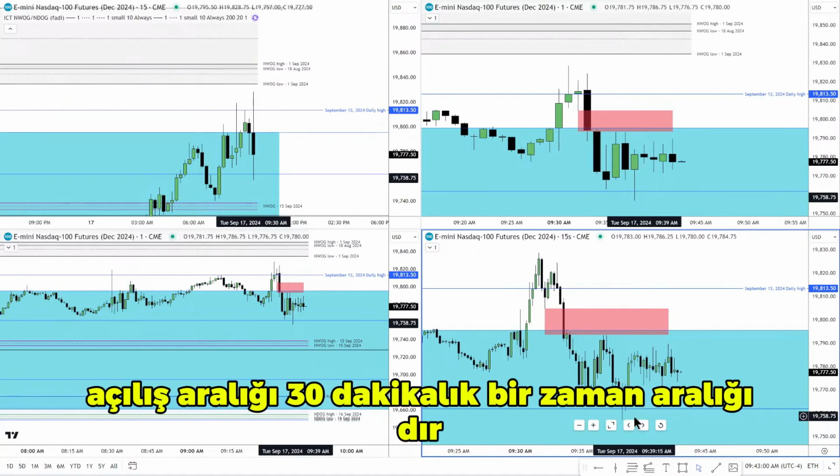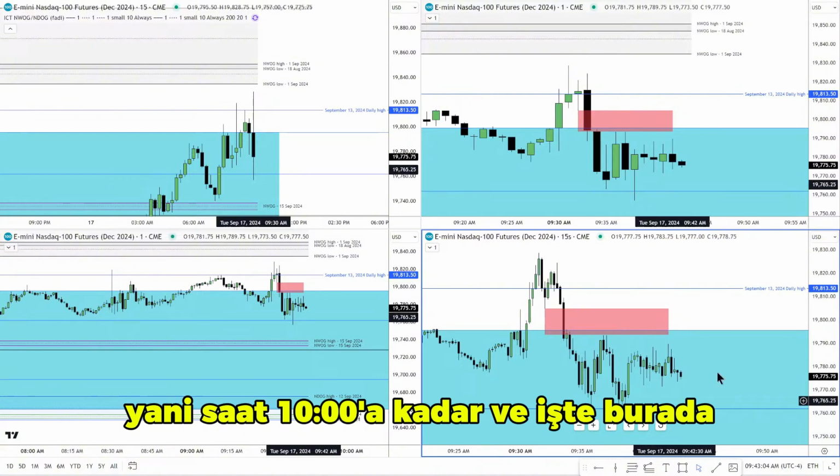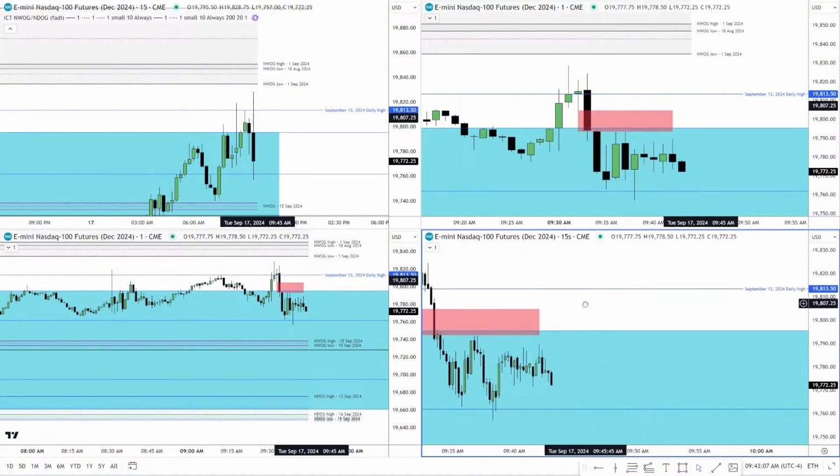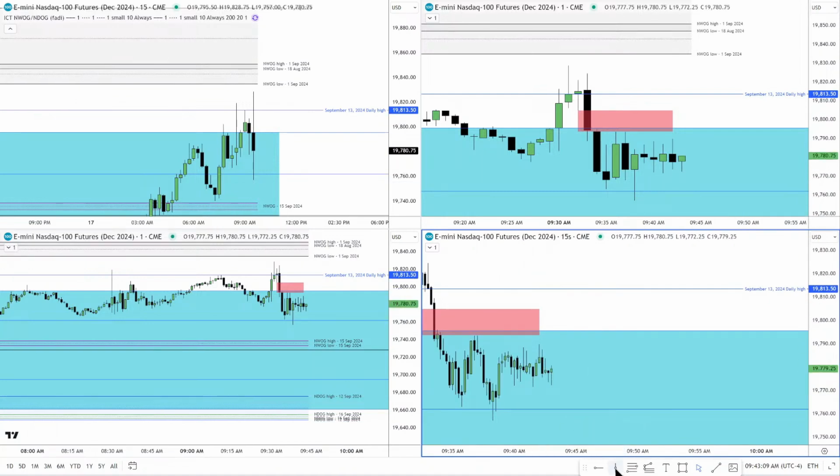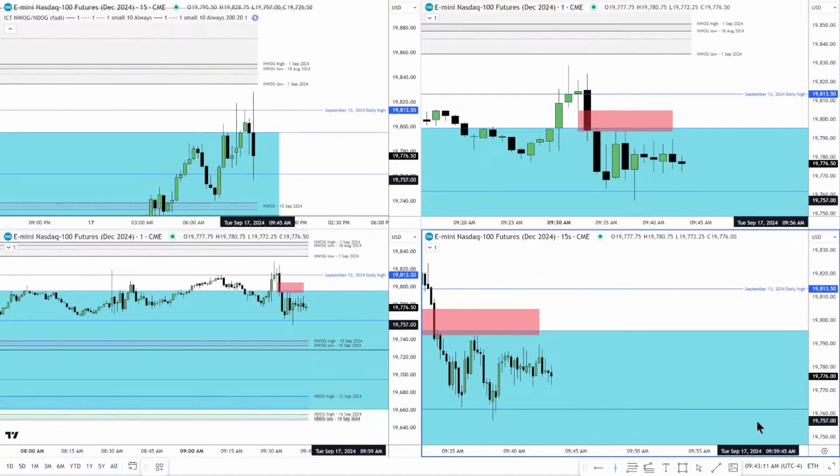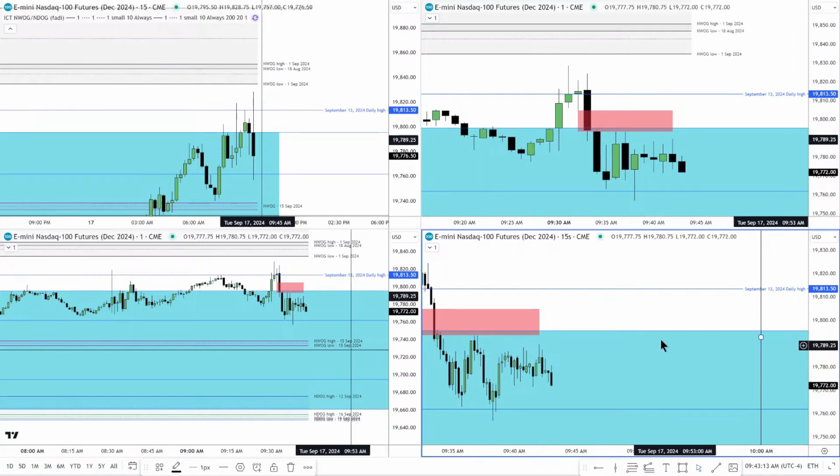Opening range is a 30-minute time interval, so up to 10 o'clock, and that's here. So we still have some time there.